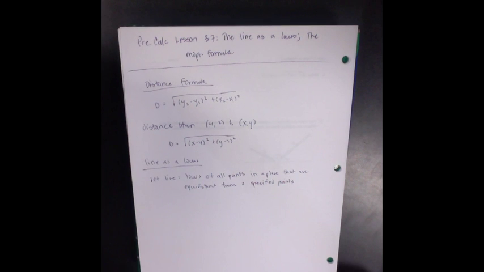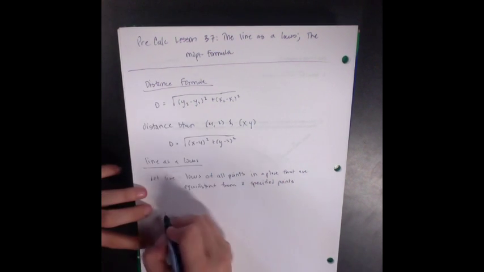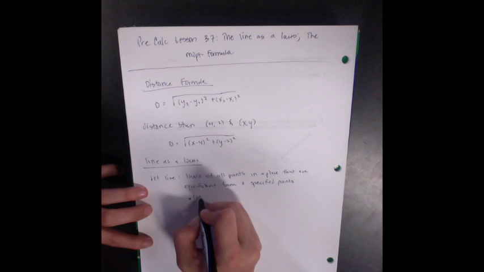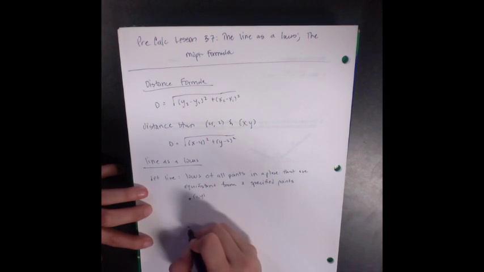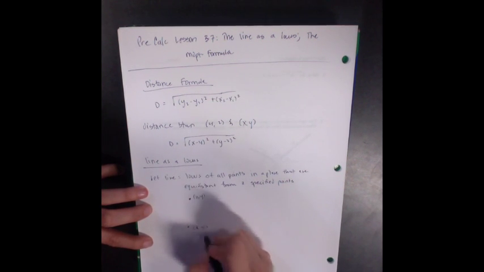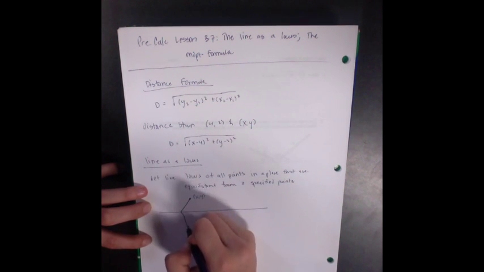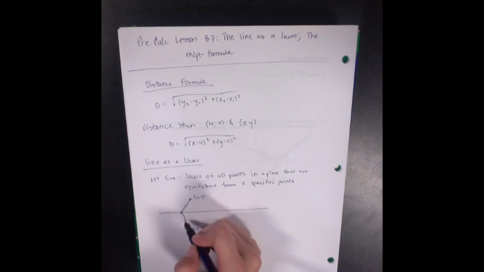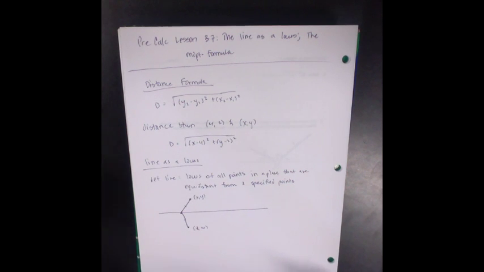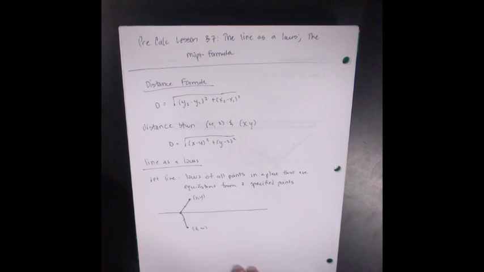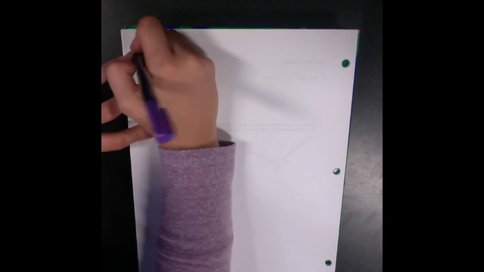Okay, so what does that mean? If I have this point here, let's call it (x, y), and I have this point here, (z, w), the line is the set of all points that are equidistant from here and here. Okay, so now why do we care about this? This is what we are going to do.